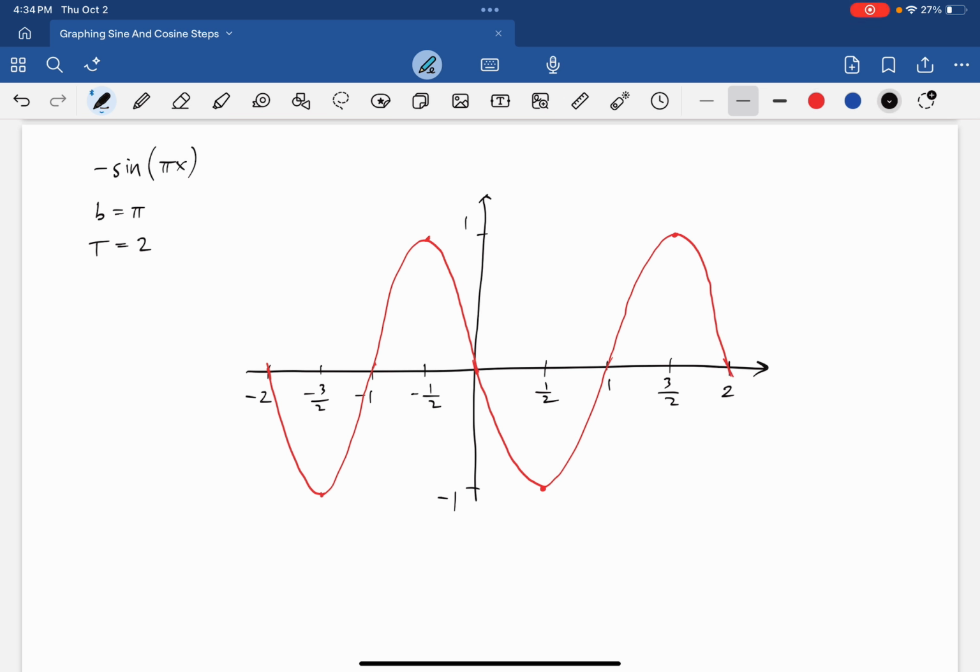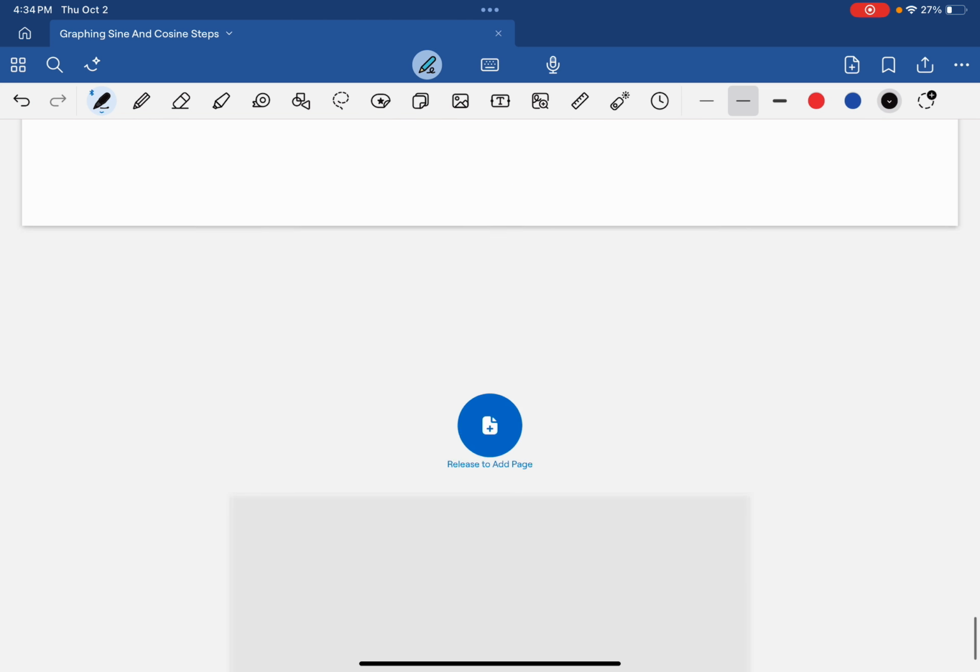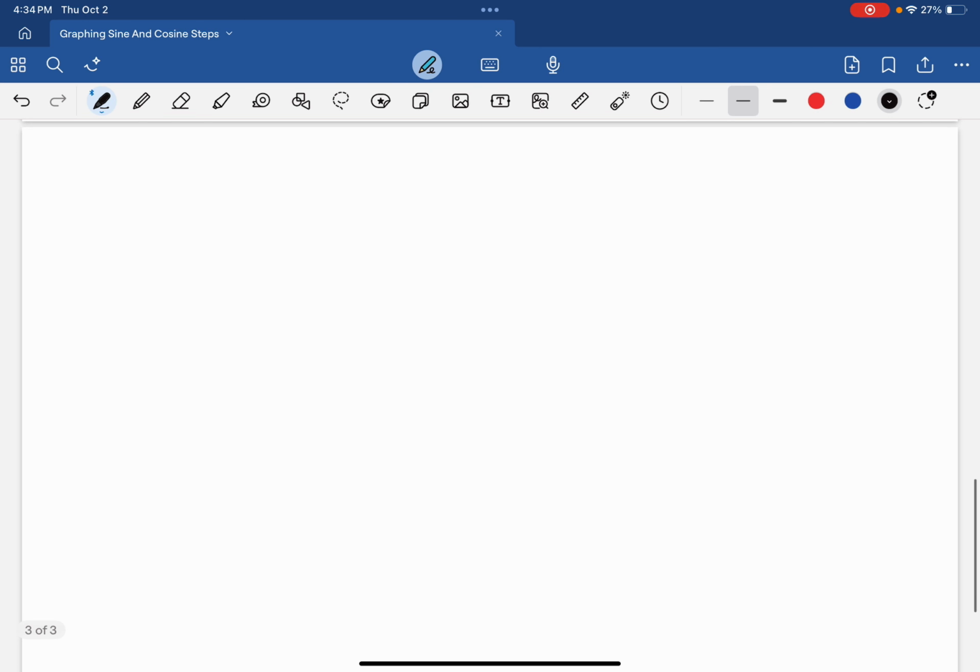Next, let me show you guys an example of how you would do this when you also have vertical transformations, which is a little trickier, but it involves the same ideas. So let's say we had 3 cosine of, maybe, 4 pi x minus 2. Okay.